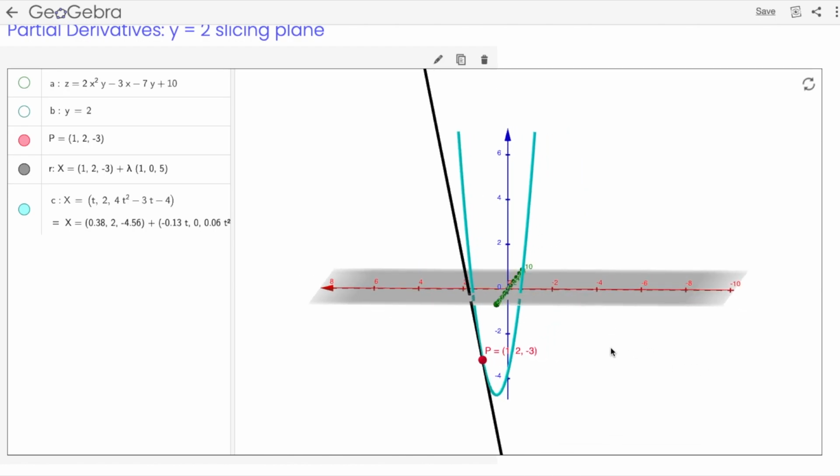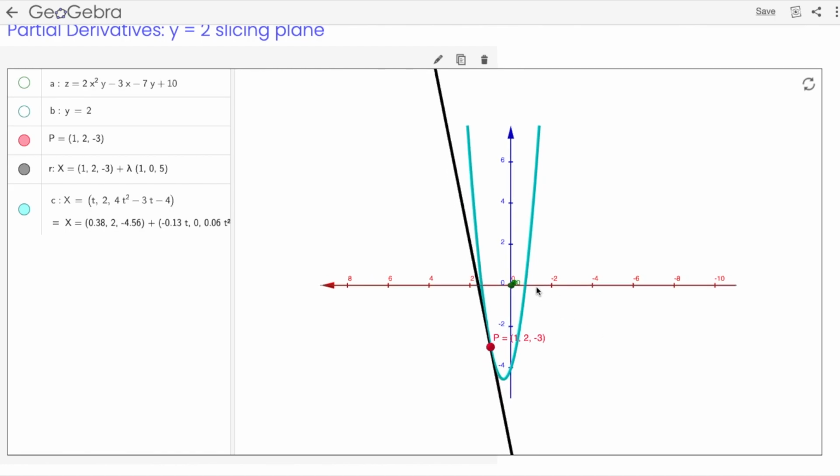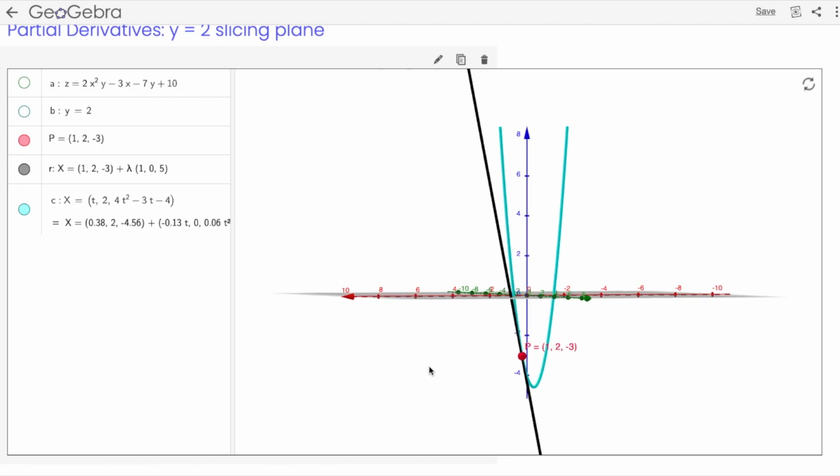But again, let's take a look down onto the xz plane where the y-axis is coming straight at us. And we can see that the y value, we're not going to get a change in the direction of y, right?